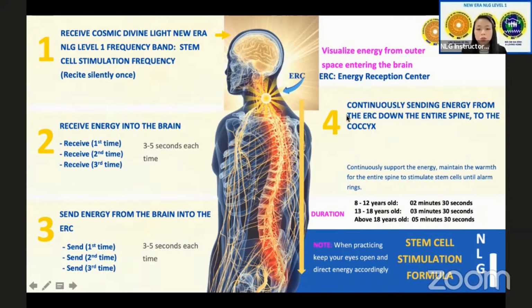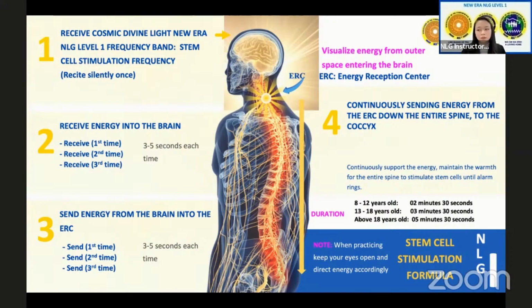And then you move on to step 4, continuously sending energy from the ERC down the entire spine to the coccyx. So it's your tailbone right here. Continuously support the energy, maintain warmth for the entire spine to stimulate stem cells until alarm rings.